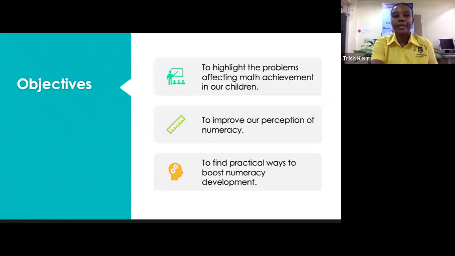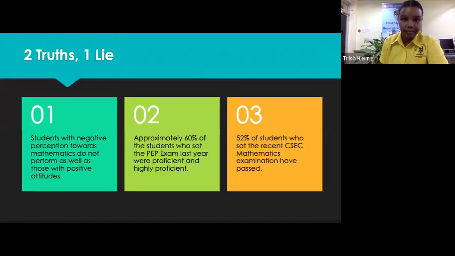So today, we have several objectives. We want to highlight the problems affecting math achievement in our children, to improve our perception of numeracy, to find practical ways to boost numeracy development as well. So there's a simple activity that I want us to do before we get into the presentation.